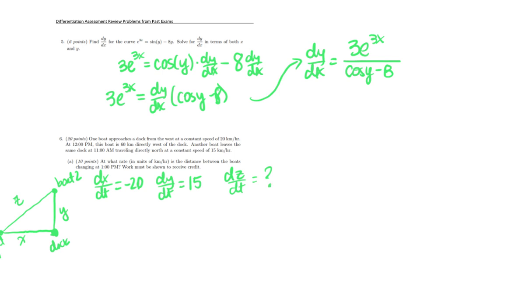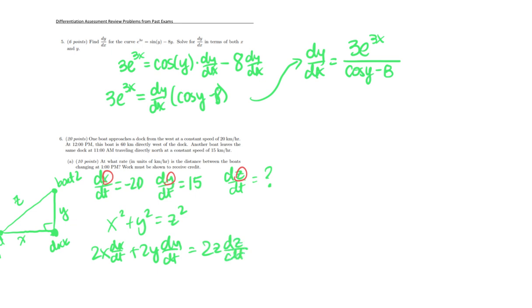So to start, I need to find a relationship between x, y, and z, and then take the derivative of that relationship implicitly with respect to t. I know by the Pythagorean theorem that x squared plus y squared equals z squared. Then I can take the derivative of that implicitly with respect to t. I'll get 2x dx/dt plus 2y dy/dt equals 2z dz/dt. And so now I have these rates showing up. I can plug in the values of those rates, but I also need to know the values of x, y, and z at that particular moment.